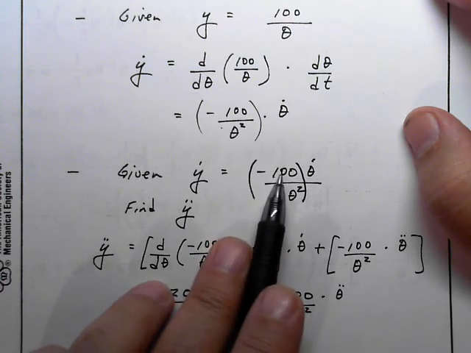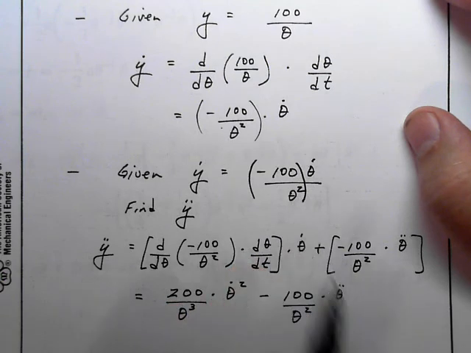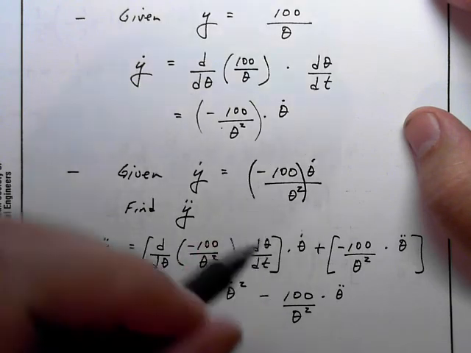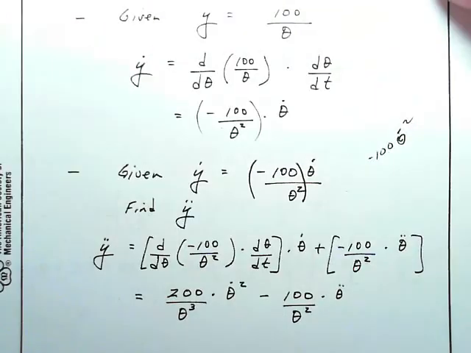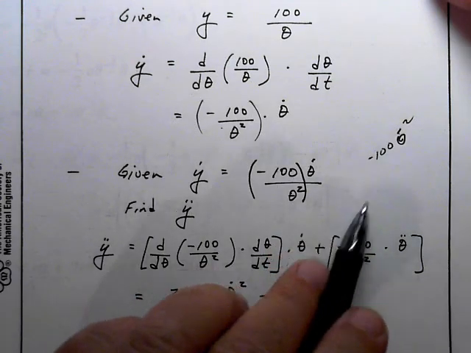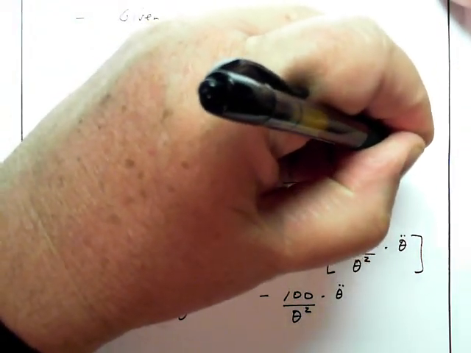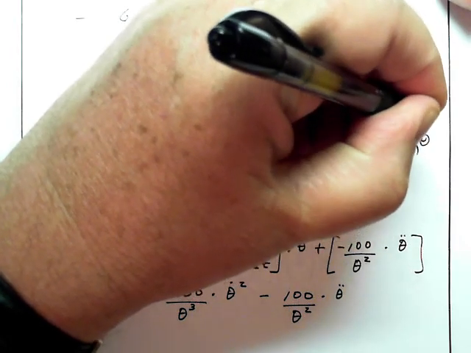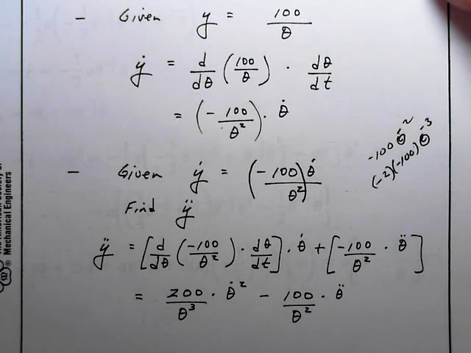The derivative of minus 100 over theta squared with respect to theta: this is minus 100 theta to the minus 2. That's the way I usually think about that. And so this is going to be written as minus 2 times minus 100 times theta to the minus 3 power, the derivative with respect to theta. So that's going to be a positive 200 divided by theta cubed.